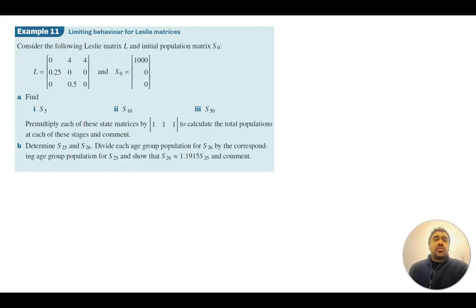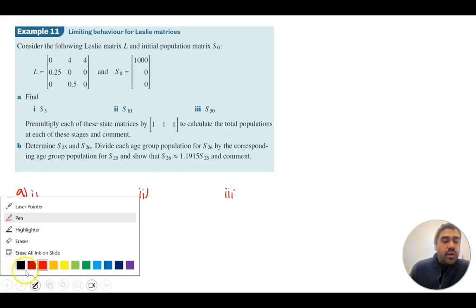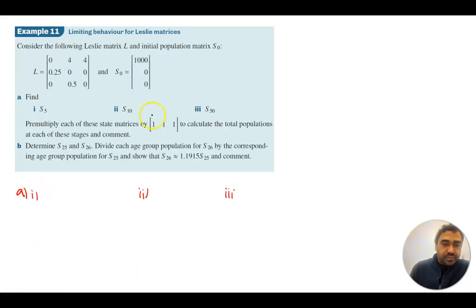Consider the following Leslie matrix and initial population S of 0. So we have 3 age groups here, starting one with 1,000 and then the other two in 0. We have a Leslie matrix that showcases birth rates and survival rates. What we're going to do is look into what S5, S10, and S50 are going to look like. Now, we've already seen the formula of how to find any number that's greater without a recursion of some sort.